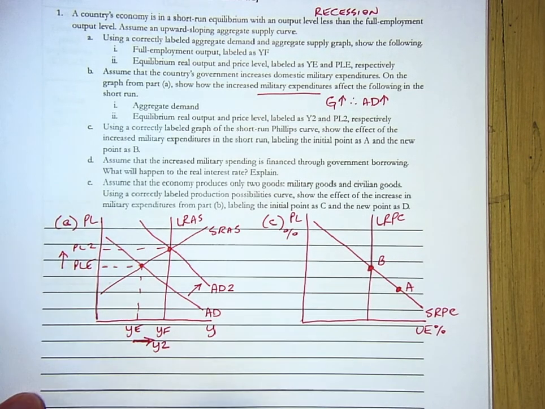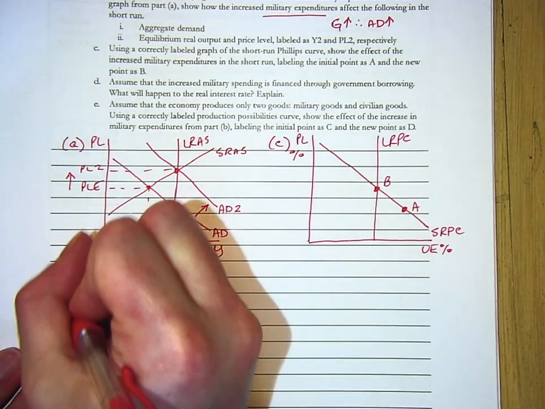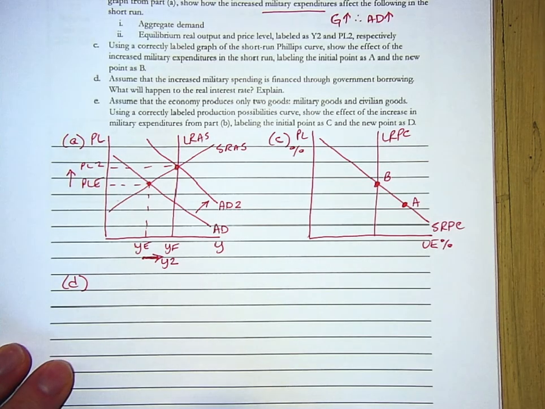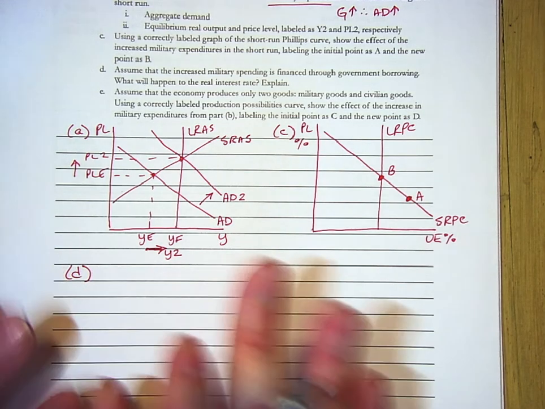Okay, so now Part D. Assume the military spending is financed through borrowing. What will happen to the real interest rate? You can start to see that these questions are very similar to the last problem in FRQ Prep 3. They all operate similarly.